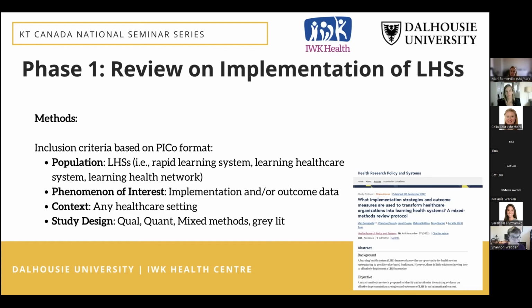So to do this, we conducted a mixed methods review, and we used the PICO format, which stands for Population, Phenomenon of Interest, and Context, to guide our inclusion and exclusion criteria. So we were essentially looking for any studies that talked about learning health systems. So this could be learning health systems, learning healthcare system, rapid learning system, learning health network. And we also looked for studies that talked about implementation. And they may or may not have included outcome data as part of their study. And we were looking at any kind of healthcare settings. We were interested in tertiary care settings, primary care, community health, as long as there was a healthcare setting or system component to the study.